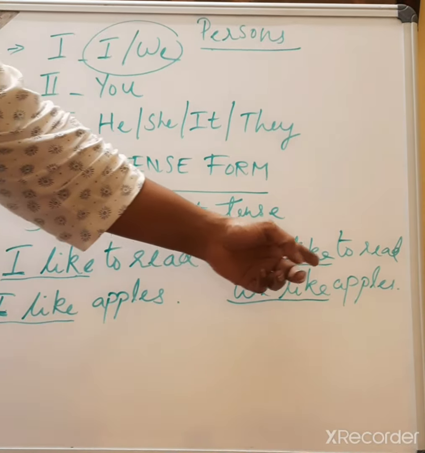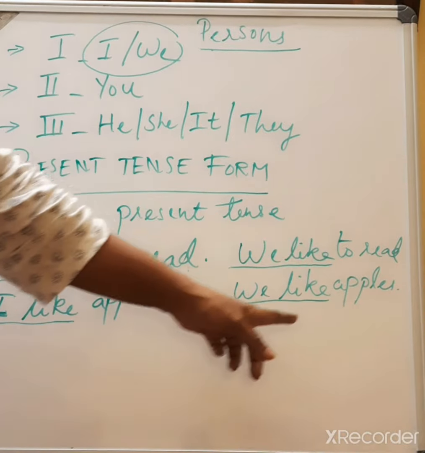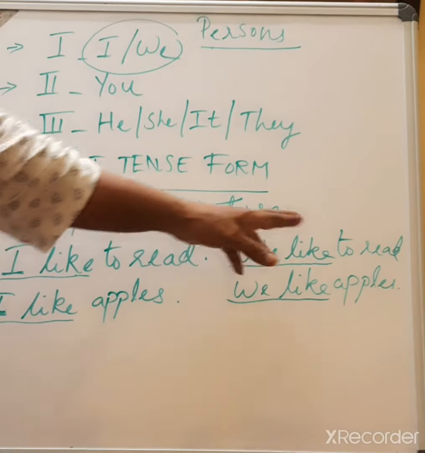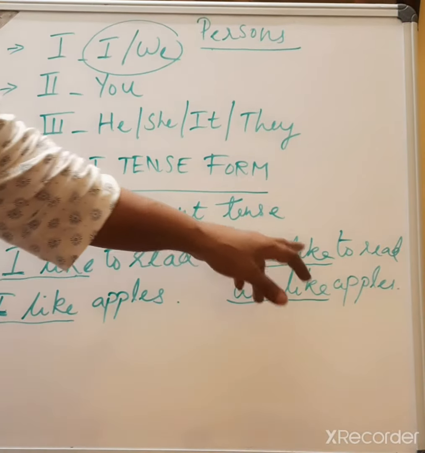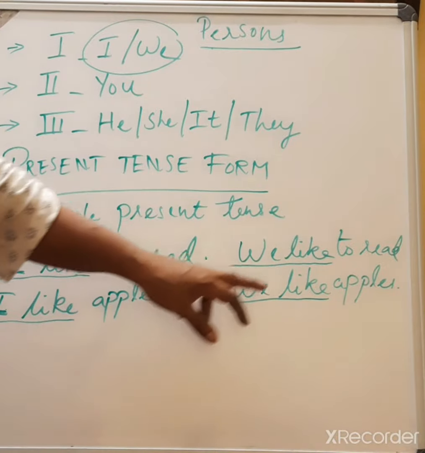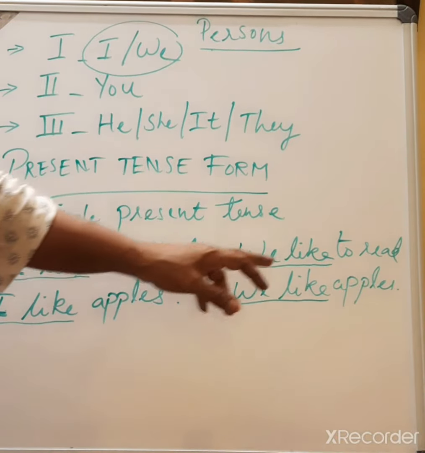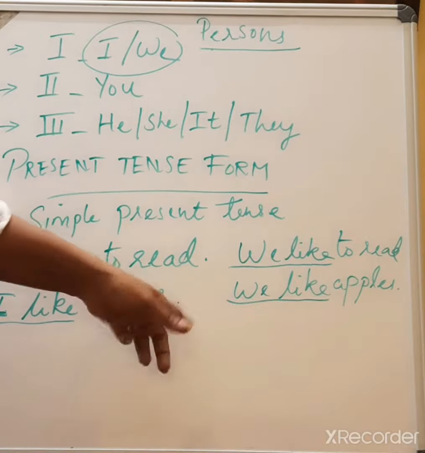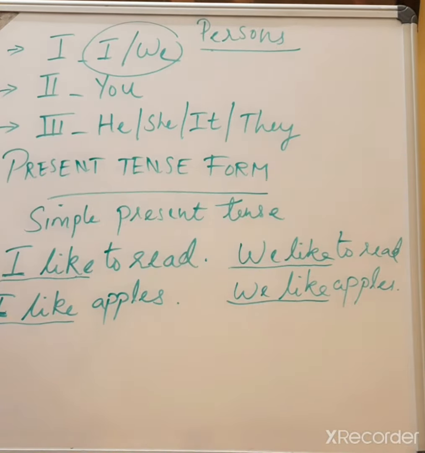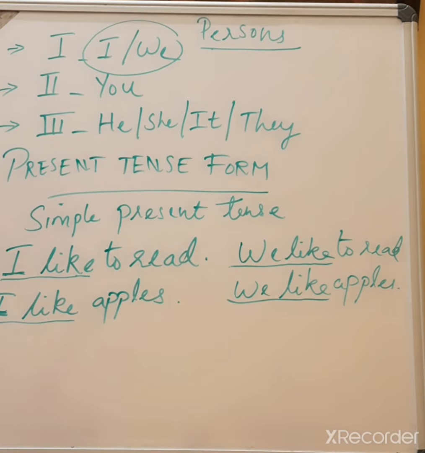So we like to read. There is no change here. It's the same. We like apples. We like to walk. We like to sing. We like to cook. We like oranges. We like paintings. We like children, we like chocolates. So I hope that use is clear to you.